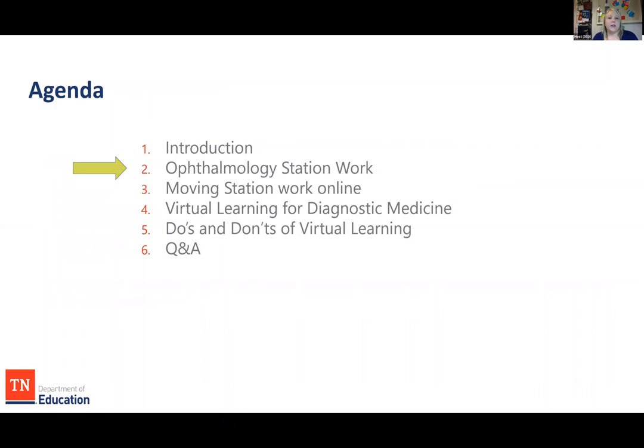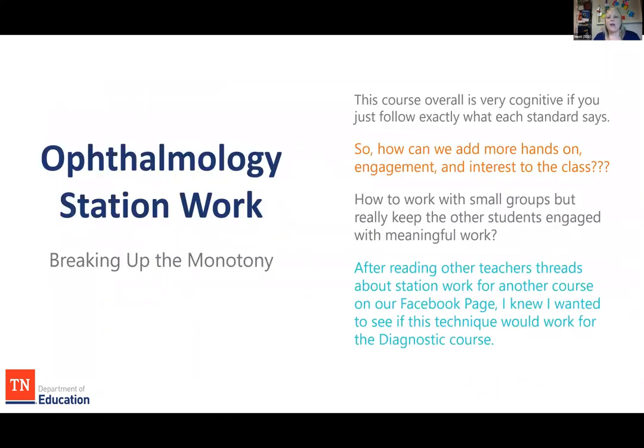So now we're gonna actually look at the station work that I did. And you'll see here that for this class, one of the reasons that I wanted to look at doing this station work is if you just read through the standards for this class, there aren't a lot of skills built in. It's very cognitive, very heavy, a lot of writing.